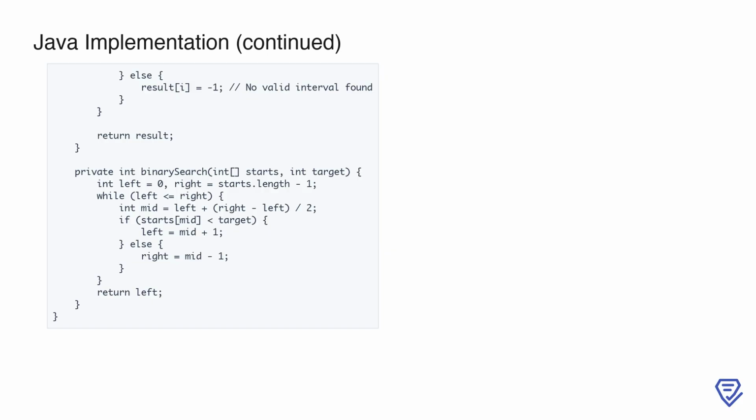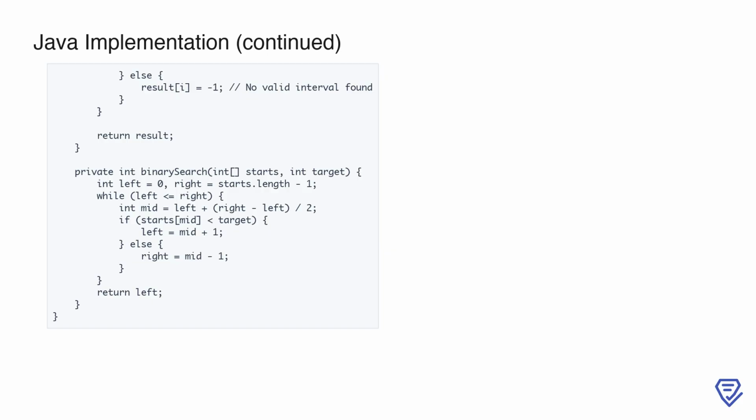Now let's look at the binary search helper method. This method is designed to perform a binary search on the sorted starts array to locate the smallest start point that is greater than or equal to the given target. We initialize two pointers, left and right, to represent the search boundaries. In each iteration, we calculate the middle index and check if the value at mid is less than the target.